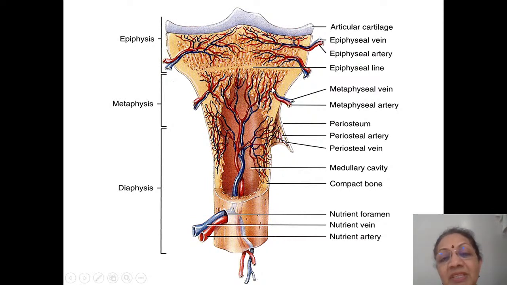The metaphyseal arteries are medium caliber. They get into the metaphyseal space and supply the cancellous bone. They're important because there's a lot of bone marrow here. So actually the metaphyseal veins will be taking away the newly born series of blood cells. It's an interesting thing to remember.